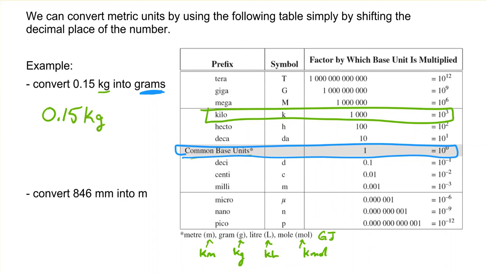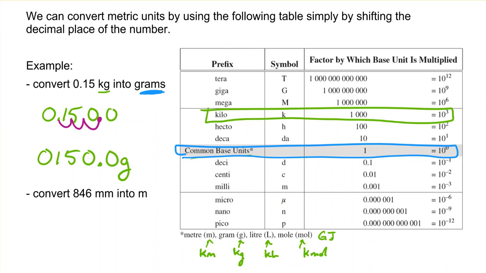So 0.15 kilograms. If we want to turn this into grams, we have to move our decimal place over 3 minus 0, which is 3 times. So 1, 2, 3. So it'll be right there. And we're going to fill in the rest with zeros. So let's rewrite this as a number with a proper decimal place and zeros. So this would become 0.150 decimal 0 grams.